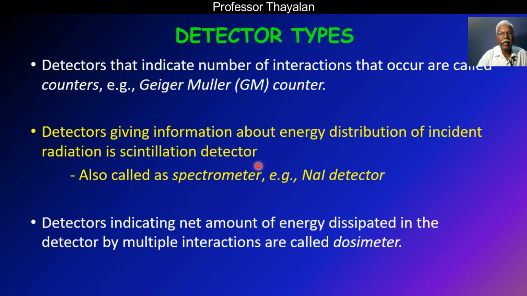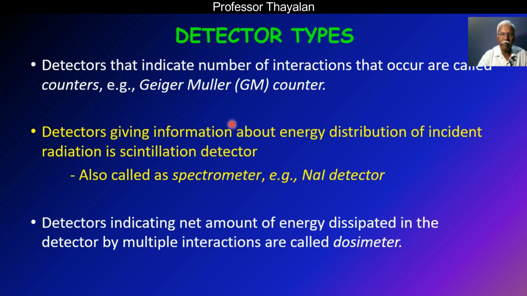What are the types of detectors? Detectors we can make actually in three types. Detectors that indicate the number of interactions that occur are called counters. For example, Geiger-Müller counter, we simply call it GM counter. So the GM counter indicates the number of interactions that occur by radiation exposure.